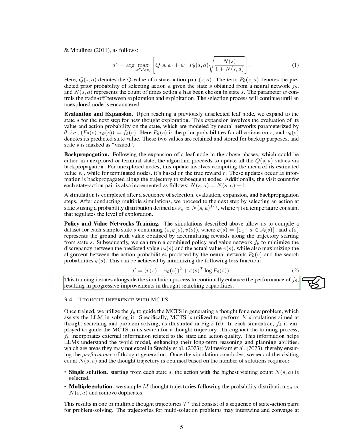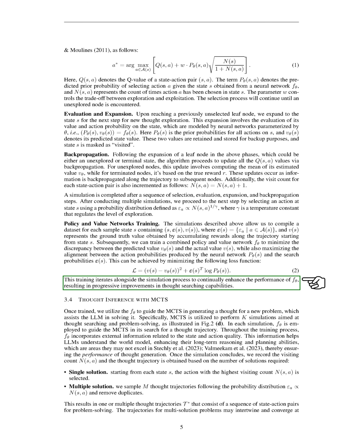This training iterates alongside the simulation process to continually enhance the performance of the network, resulting in progressive improvements in thought-searching capabilities. Once trained, we use the network to guide the MCTS in generating a thought for a new problem, which assists the language model in solving it. MCTS is used to perform simulations aimed at thought-searching and problem-solving. In each simulation, the network is used to guide the MCTS in its search for a thought trajectory.